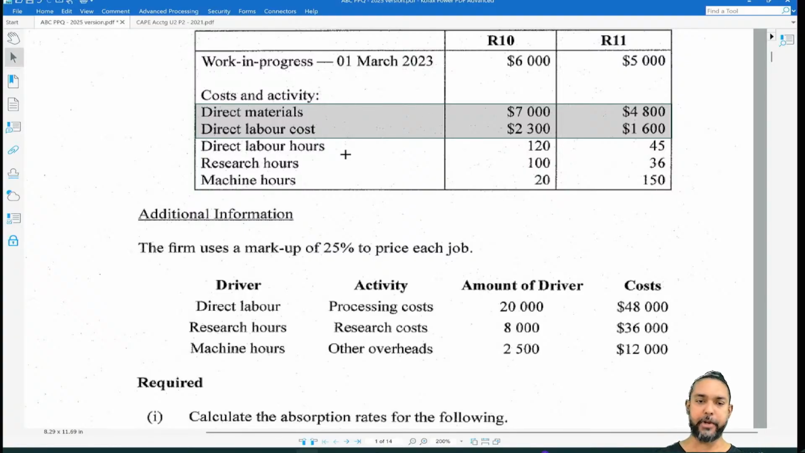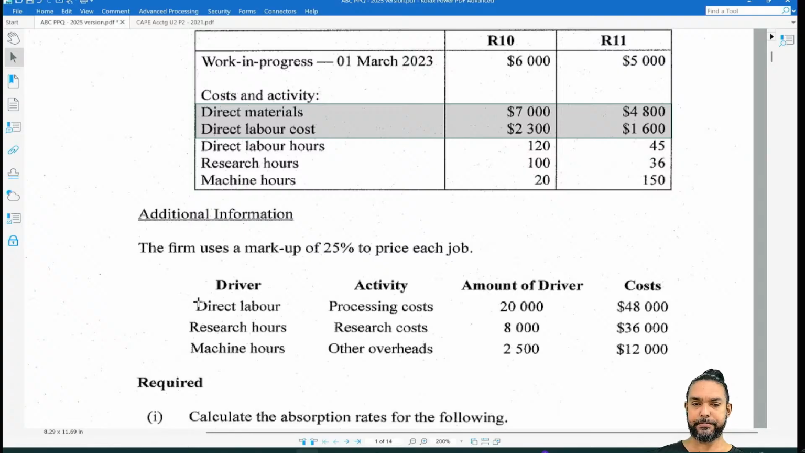Additional information. The firm uses a markup of 25% to price each job. Okay, cool. So we add up materials, labor, overhead, get that total, and add 25% onto it. 25% of itself onto itself.